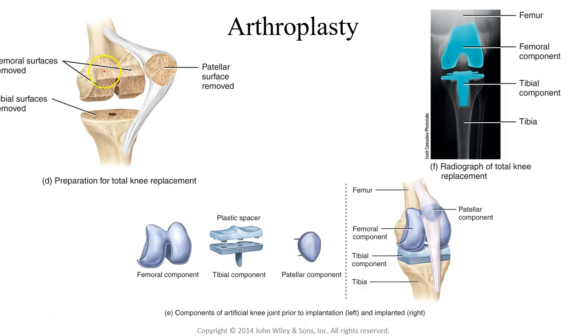Knee replacement, we grind away the anterior and inferior surface of that femur. We take away some of that patella there, and then we see the superior portion of the tibia being removed as well, and then we replace them with new components. That is it for the joint chapter. Next we will see the muscles.